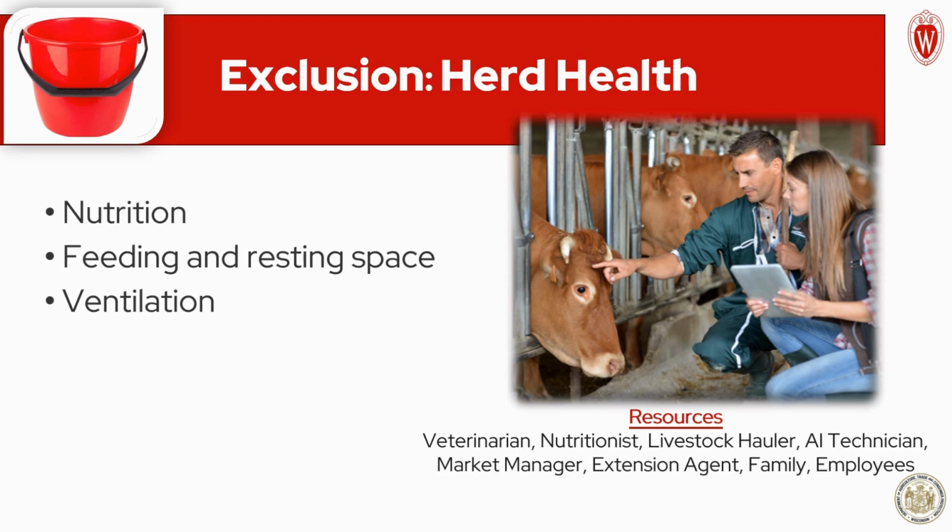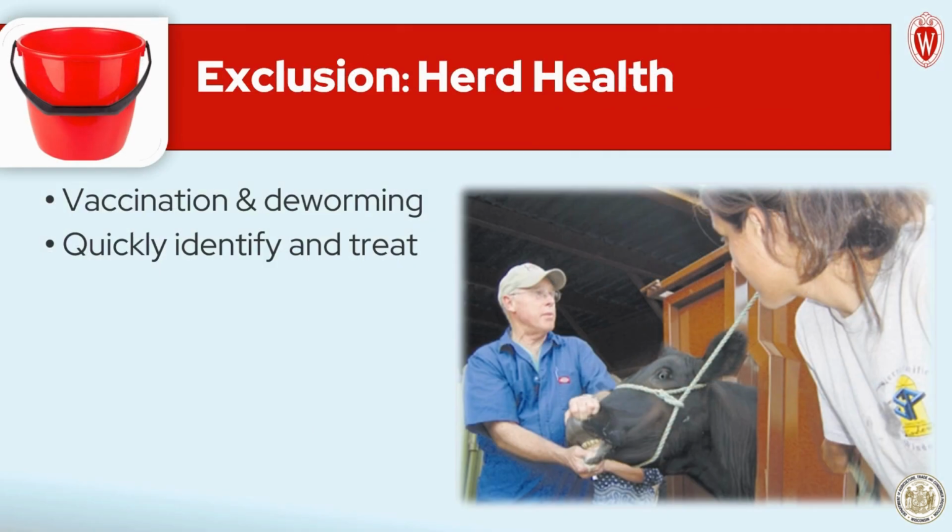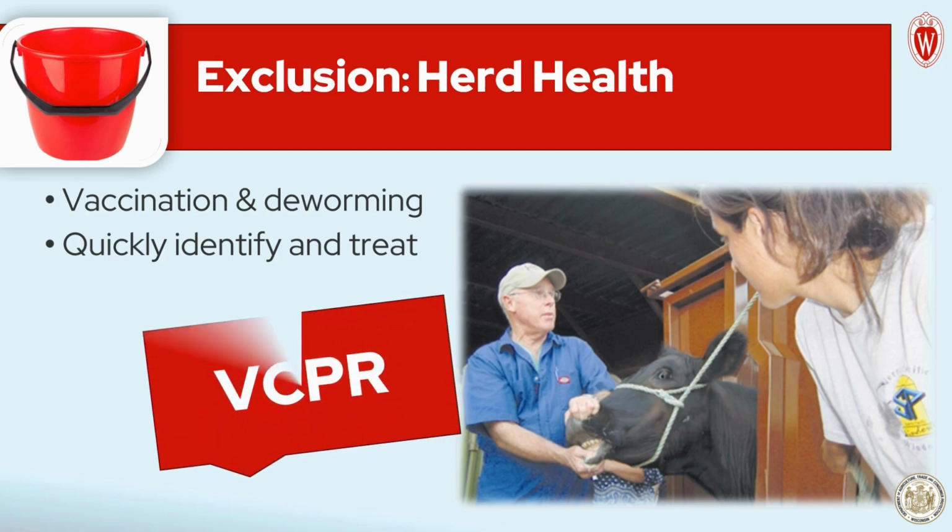Work with your nutritionist, veterinarian, and other advisors to plan your herd's health. Vaccinating and deworming animals helps build their immunity. Inspect your animals daily to quickly identify and treat sick animals. Better treatment success is achieved when a disease is caught during its early stages. Maintain your veterinary client-patient relationship, or VCPR, and use that relationship to plan successful disease prevention and treatment protocols.